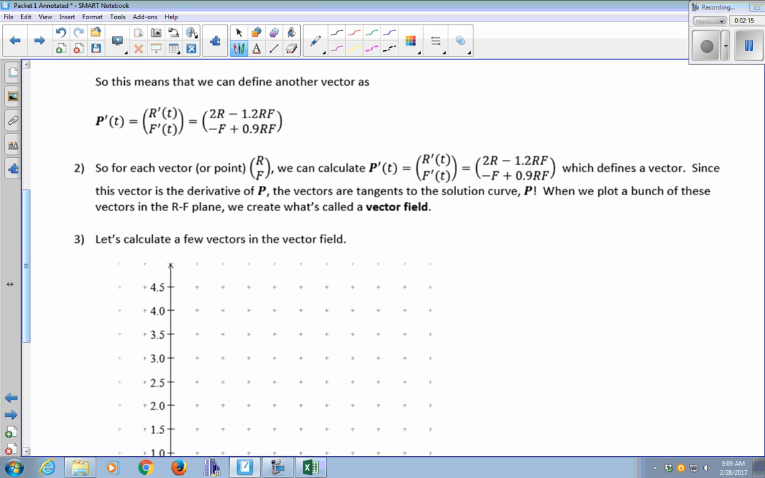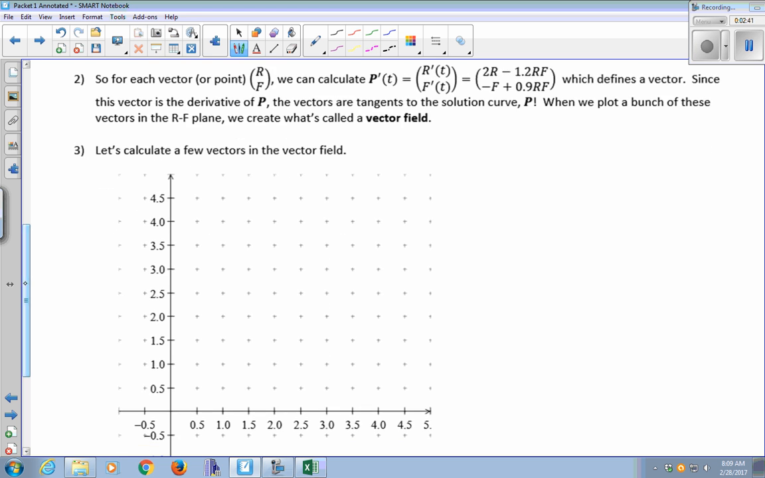So for each vector, or you could think of it as a point in the RF plane, you can calculate p prime, which is r prime, f prime, that defines a vector. Since the vector is the derivative of p, the vectors are tangents to the solution curve p. And when you plot a bunch of these vectors in the RF plane, you create what's called a vector field. So let's just calculate a few.